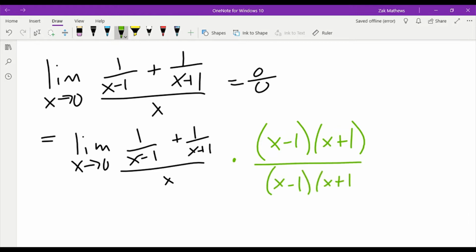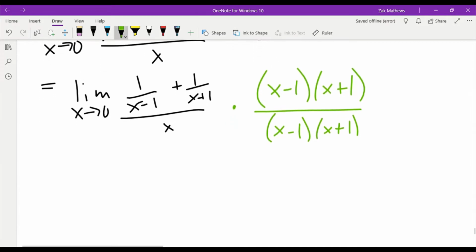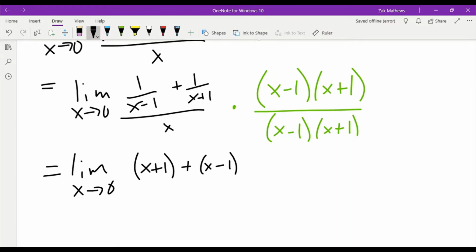And so when we do that, still going to have our limit in front. Remember, we've got to make sure we're keeping track of that limit the whole way through. When we multiply the first fraction, the x minus 1s would cancel, leaving us an x plus 1. When we multiply the second fraction, the x plus 1s cancel, leaving us an x minus 1. And then in the denominator, nothing cancels, so we have now all three factors.